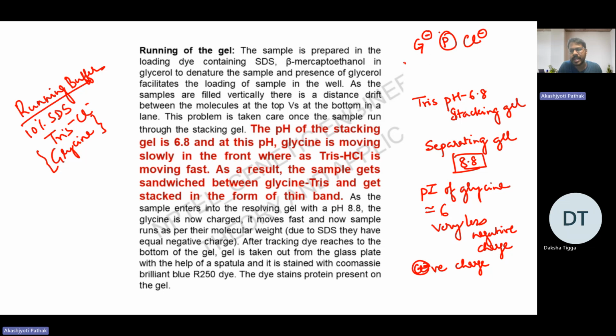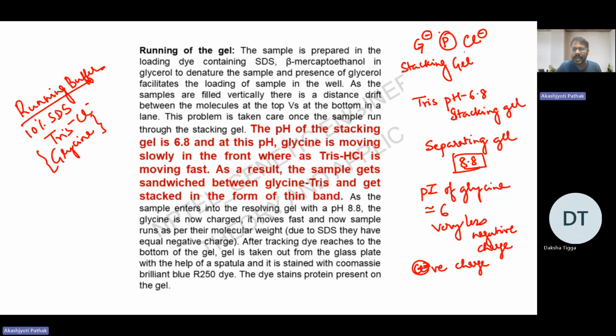So in the stacking gel, what happens? In the stacking gel, your protein gets sandwiched between the glycine molecules and the chloride molecules. And as a result, what happens? This property allows all the protein molecules to come to the same level. Because your protein is getting sandwiched between the glycine molecule and the chloride molecule in the stacking gel, all the proteins will come to the same place in the stacking gel.